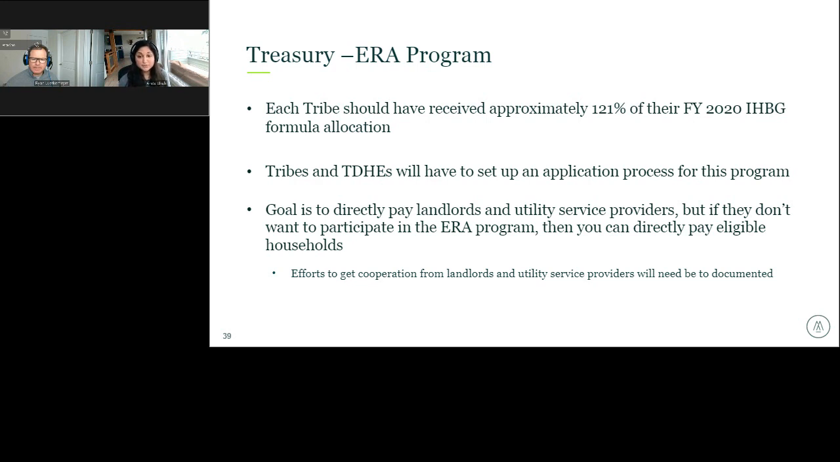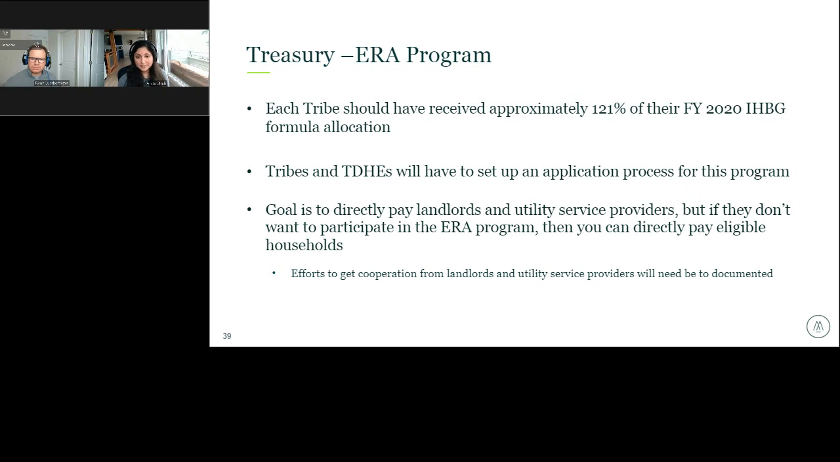However, if you do directly pay this assistance to households, you'll have to document the efforts that you made. So they give an example of sending certified mail to landlords and utility service providers, and they say that you have to document those efforts because they'll want to see that you tried to go that route first, and if they didn't respond or they chose not to participate, then you provide assistance directly to households. They even say that 90% of this funding can be used directly for assistance for households, but up to 10% of it can be used for administrative costs, including paying for the certified mail. So they're putting that allowability, that earmark there of up to 10%.